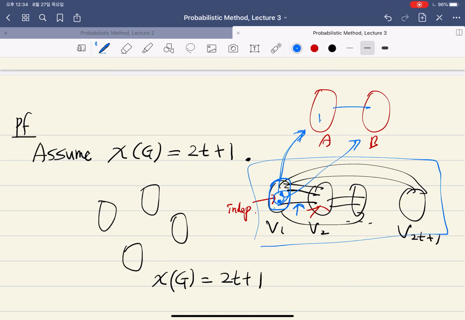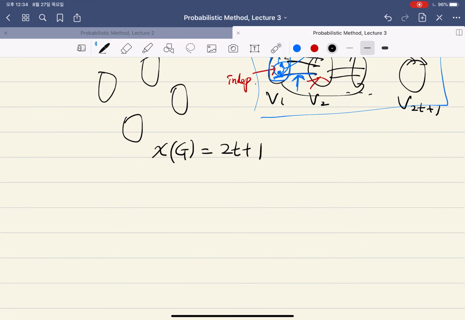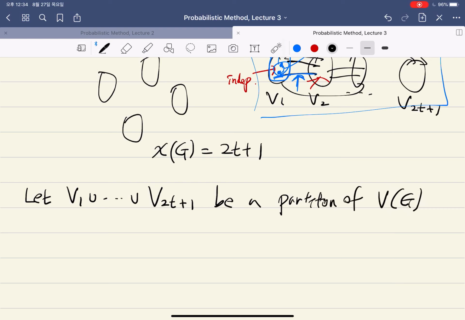So out of all pairs, if you sum up the probabilities that they are crossing or not, the total should be constant. So if these pairs become more likely to be non-crossing, then the other pairs probably become more likely to be crossing. So this motivates us to find the following random procedure. Let V_1 to V_{2t+1} be a partition of the vertices of G into 2t plus 1 independent sets.